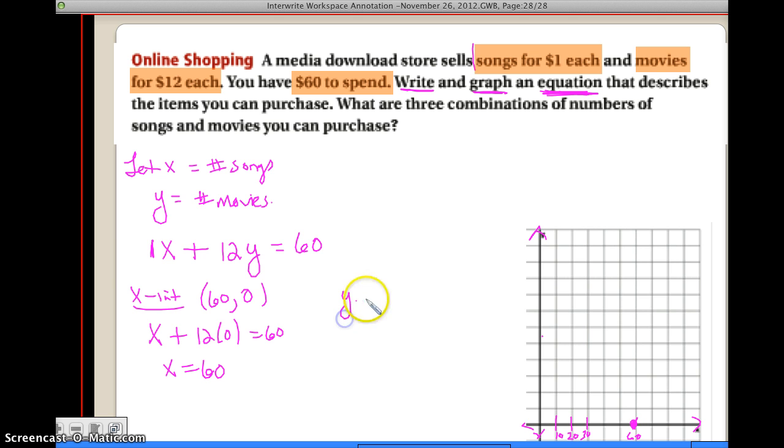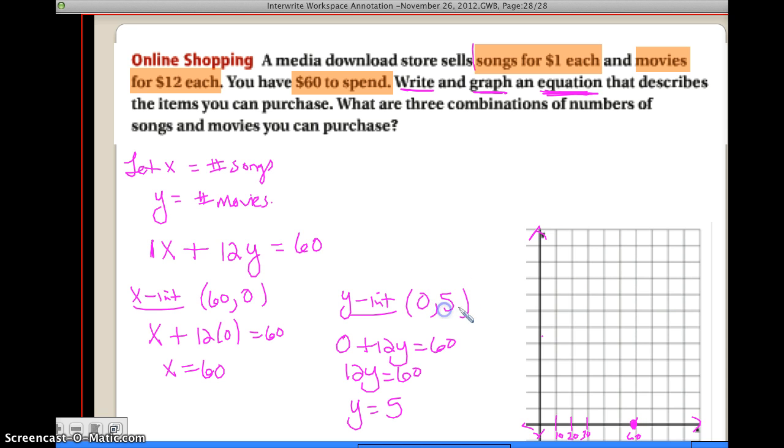My y-intercept is going to be when x is 0. So substitute 0 in for my x and solve for y. Gives me 12y equals 60. Divide both sides by 12 and you're going to get y is equal to 5.